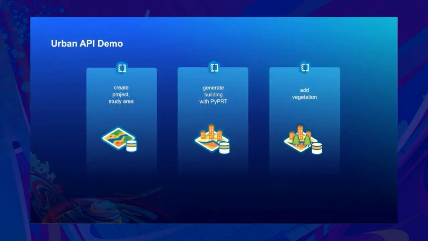The demo I'm going to give has 3 steps. The first step is to create a project in Urban and give it a study area. Then we will use PyPRT, which is Python bindings for the procedural runtime of a CityEngine. We'll use this PyPRT to generate a 3D model of a building and then upload this 3D model and attach it to the Urban project. And finally, we'll add some trees to this Urban project.